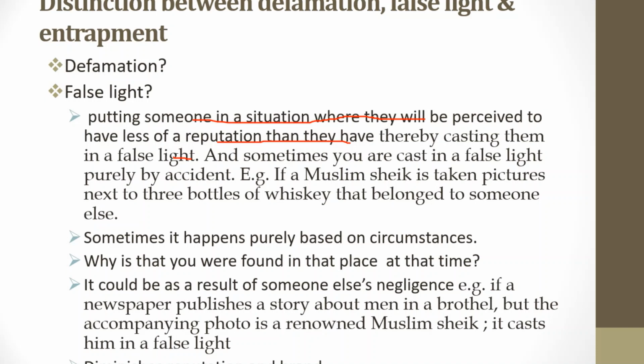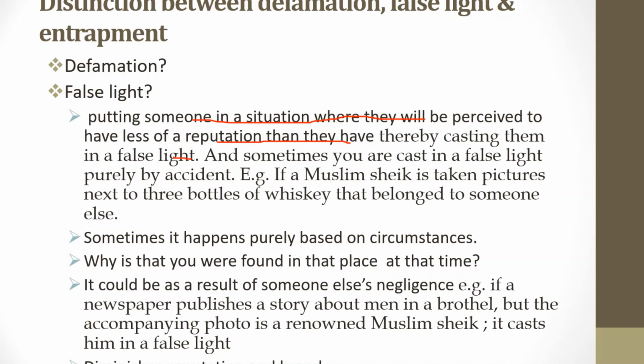Now, on the other side also, false light could be as a result of someone else's negligence. So, again, using newspapers. If a newspaper publishes a story about men in a brothel, but the accompanying photo is that of a renowned sheikh. So here again, remember that they have been talking about a brothel and men going to a brothel, but the photo that is attached to that story is that of a sheikh. So people in the public are likely to assume that that particular sheikh is part of the men going to a brothel. So it casts that sheikh in false light.